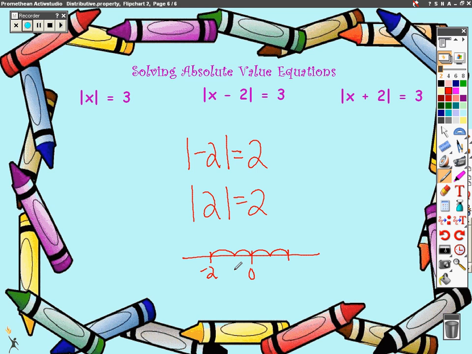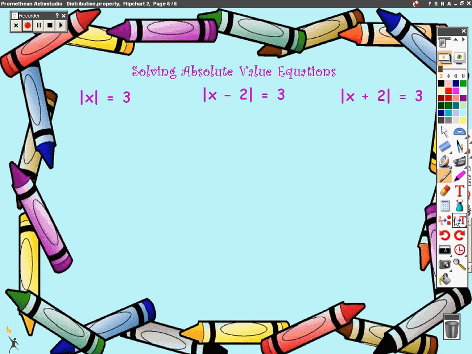So here is negative 2 and here is positive 2. What is the distance from 0? 1, 2. What's the distance from 0? 1, 2. So it doesn't matter whether you have a positive or a negative. Your answer to your absolute value should always be a positive number because distance is always positive. So let's get started.